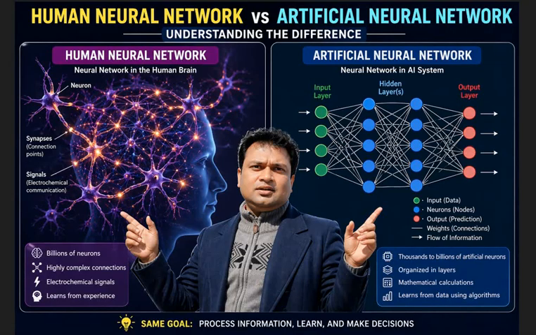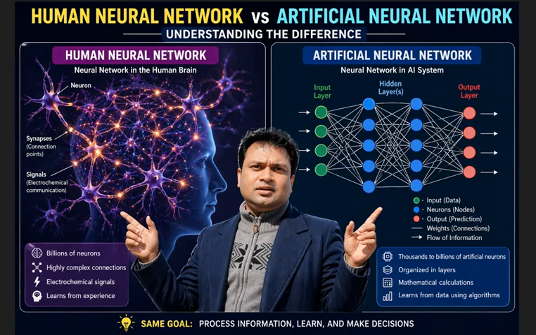Neural networks are everywhere. For example, face unlock in your phone, voice assistants like Amazon Alexa, recommendations on YouTube, self-driving cars, medical diagnosis, shopping recommendations, etc. Basically, whenever machines act smart, there is a high chance a neural network is behind it.